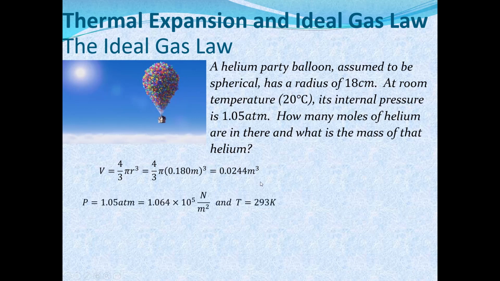Then what we're going to do is we have to figure out how much pressure and temperature there is. The pressure, we're going to take this atmospheric pressure and convert it into pascals. And then we're going to take the temperature and convert it to Kelvin.